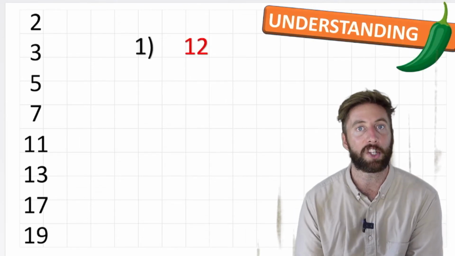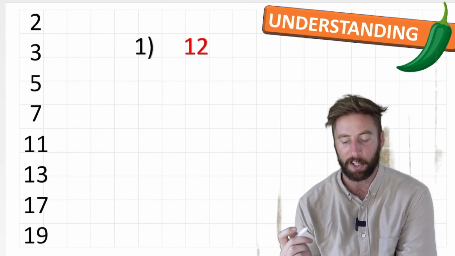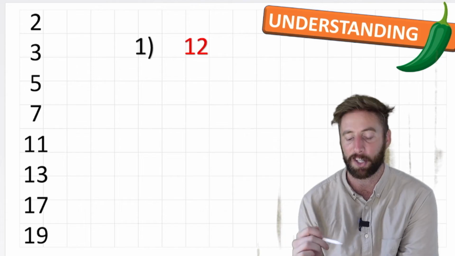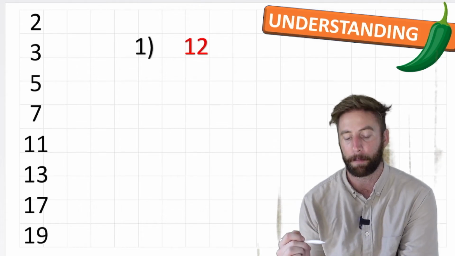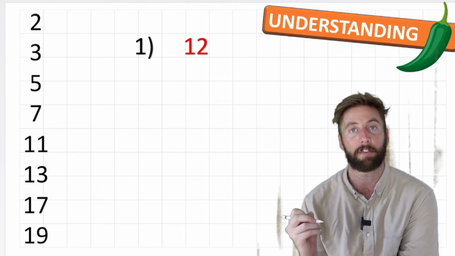Okay, so let's look at our green chili challenge and look at the number 12. So when we're looking for the prime factors, what we're trying to do is get our factor tree right the way down to prime numbers. Now, what does that mean? Well, what it means is we can get our 12 and we can find a set of factors.